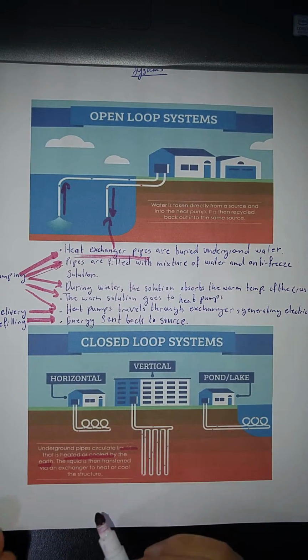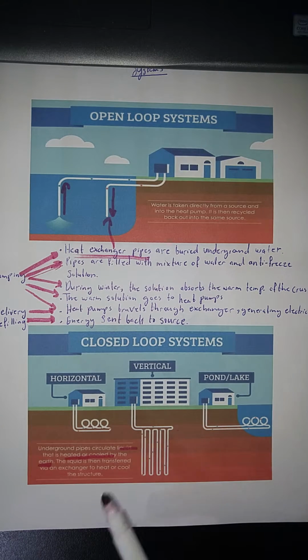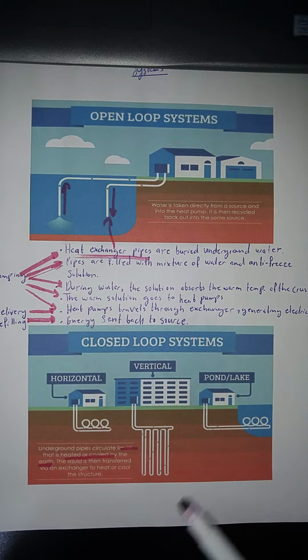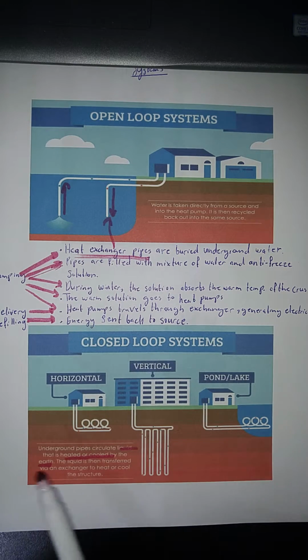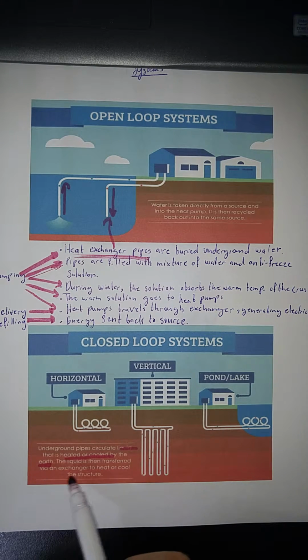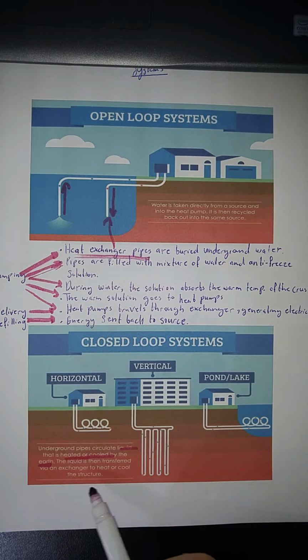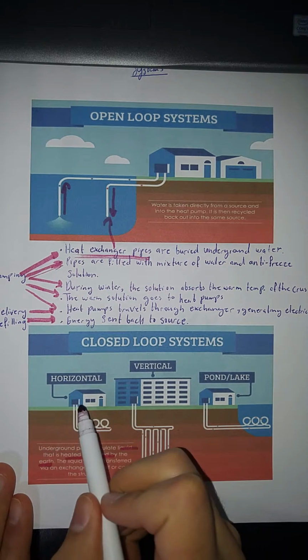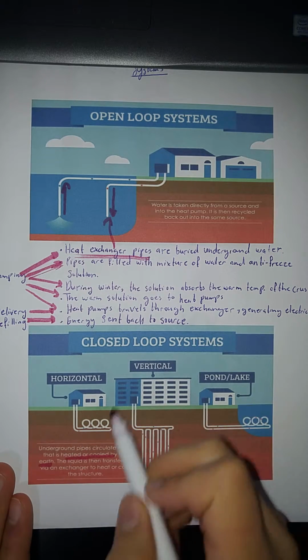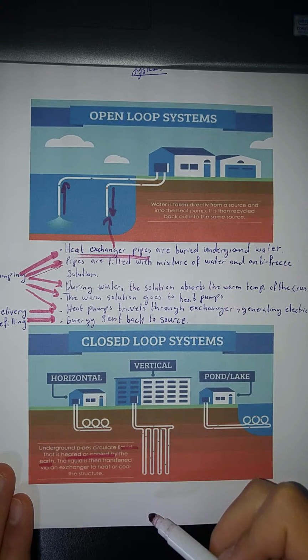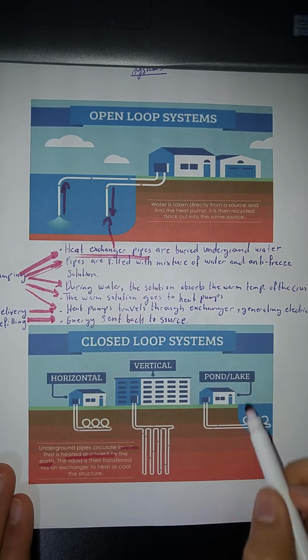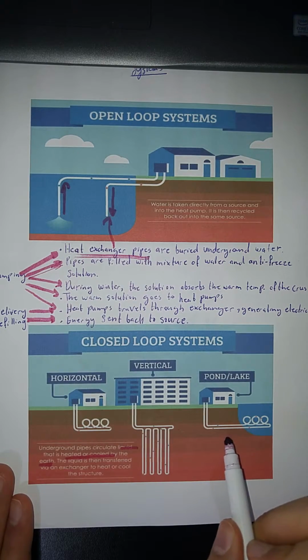Now, closed loop works differently than open loop, because closed loop systems can work for either houses or buildings rather than just geothermal energy power plants. So underground pipes circulate liquid that is heated or cooled by the earth. The liquid then is transferred via an exchanger to a heated or cooled structure, either through a horizontal structured pipe like this one, or a vertical structured pipe to get more of the underground crust energy, and then through lakes.